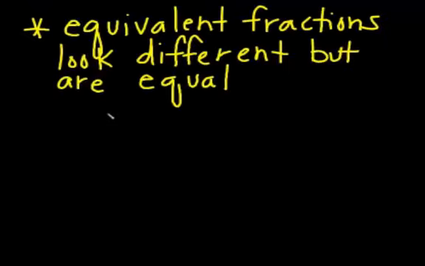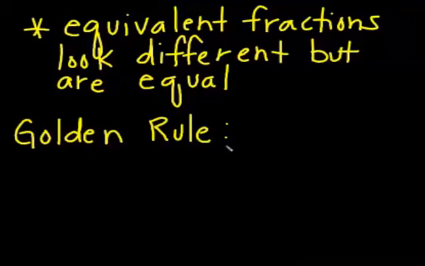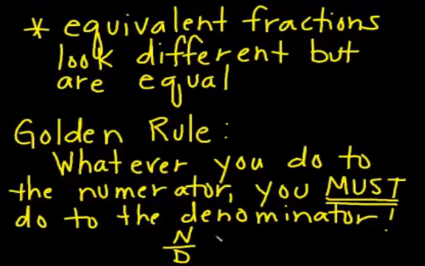And when we're talking about equivalent fractions, we're going to have something called the golden rule. You have to remember that whatever you do to the numerator, you must do to the denominator. And we're going to get into a process and you're going to understand what that means. And remember, our numerator is the number on top and our denominator is the number on bottom. The numerator is the pieces we're talking about and the denominator is how many pieces the whole was cut into.